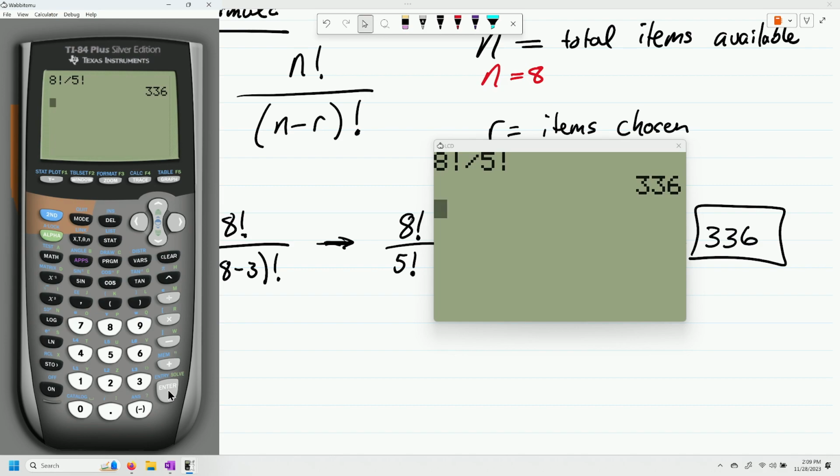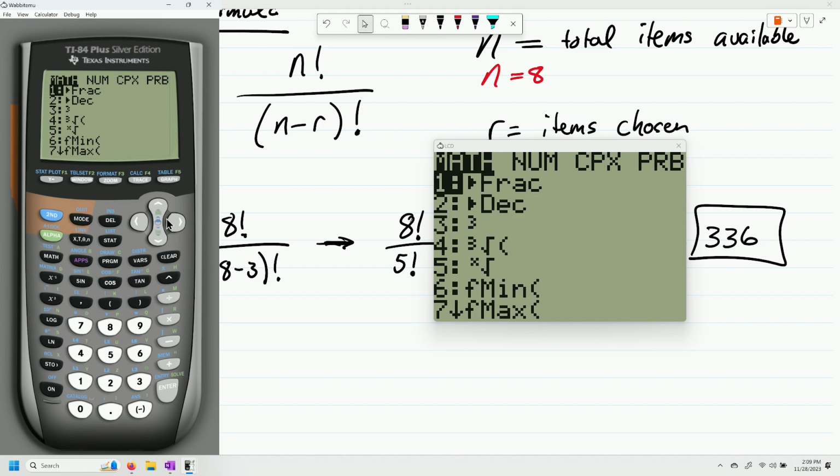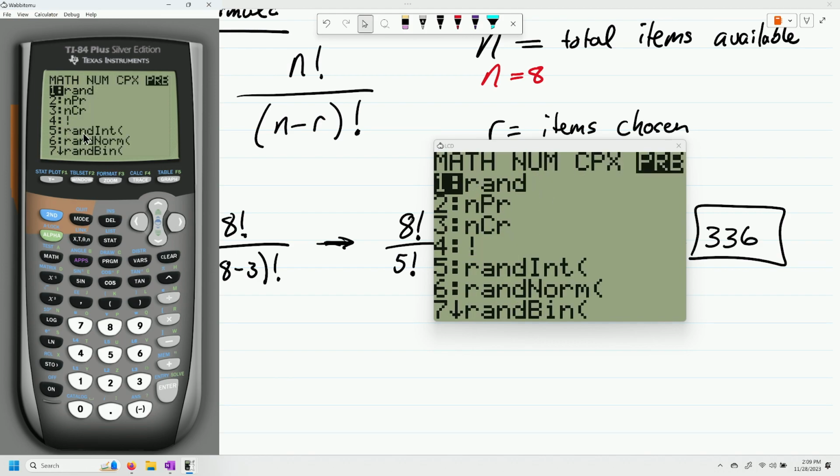But some of you may be sitting there going, well, wait a minute, floater. When you hit the math button and you went over to PRB, option number 2 is that nPr thing. And yes, you are correct. So, depending upon the version of calculator you have, you just got to figure out how to type it in. For the one that I have, I can go directly to nPr.